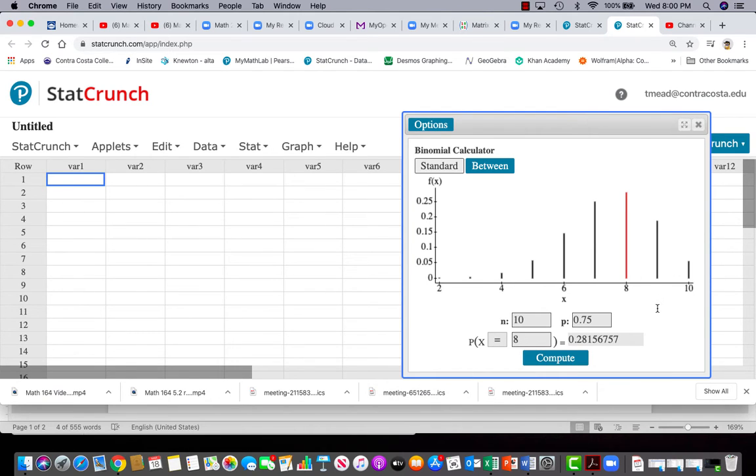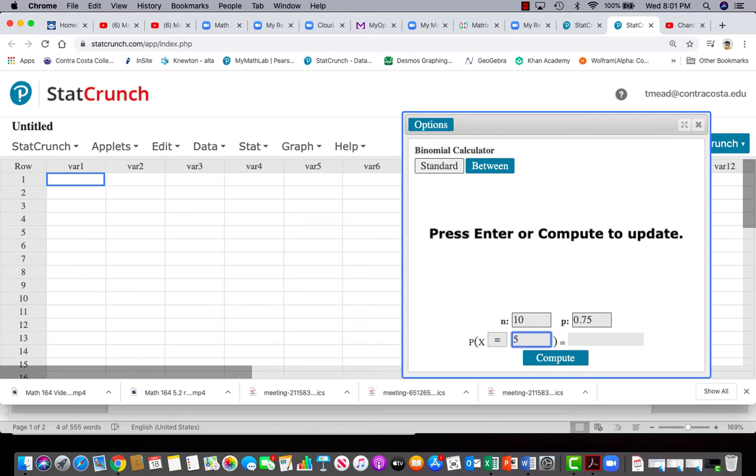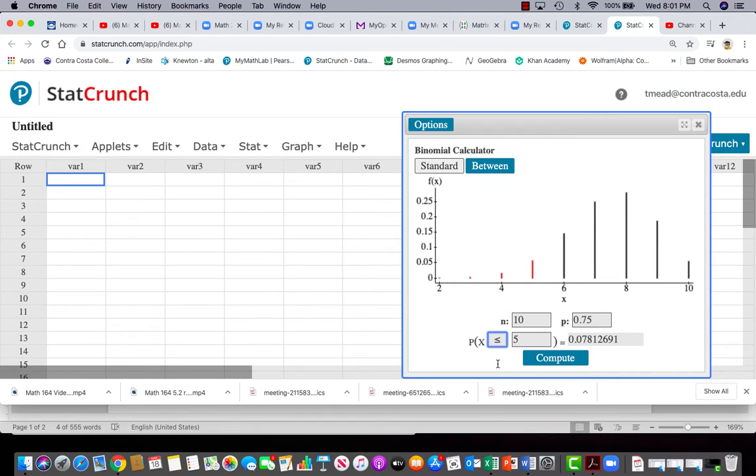We were also asked to find the probability that x is at most 5. So that would mean we want to change the 8 to a 5 on the distribution. And being at most 5 would mean it couldn't be any bigger than 5. It couldn't be 6, for example. If it's at most 5, it can't be 6. So that must mean it is less than or equal to 5.